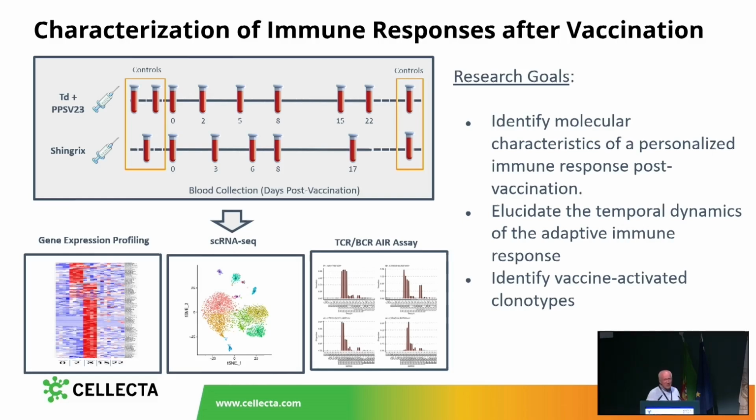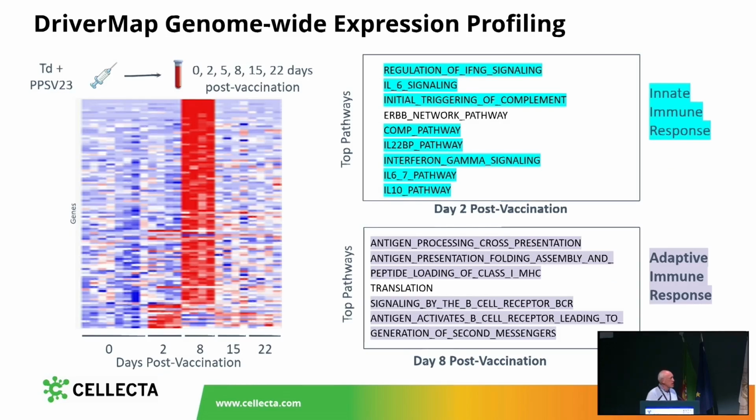So we collected multiple blood samples from me, and it was a triple vaccination against pneumonia, tetanus, and diphtheria in the first one, and another, Shingrix vaccine, for shingles. And you can see here we ran both genome-wide expression profiling, single-cell analysis, and immune repertoire profiling.